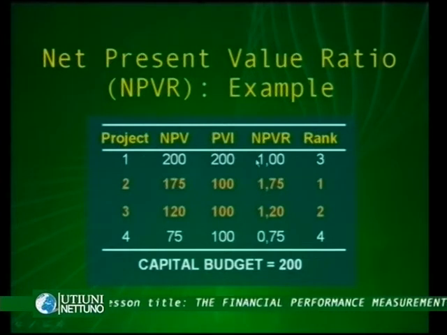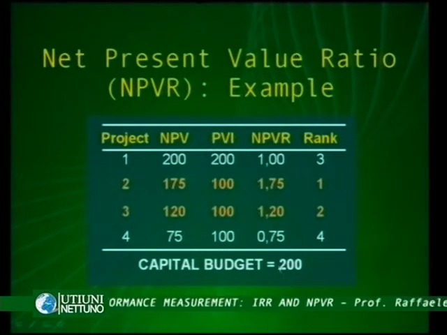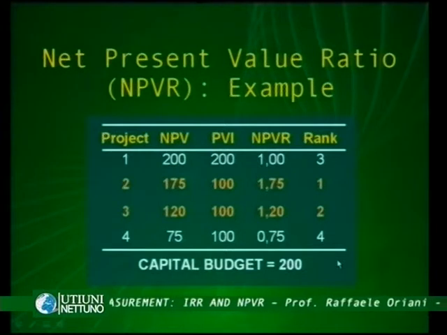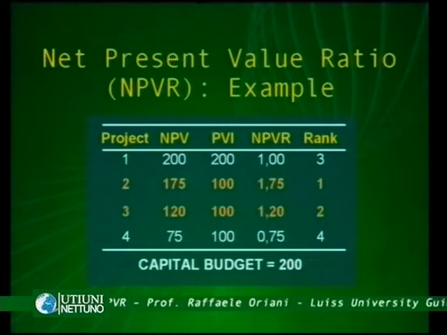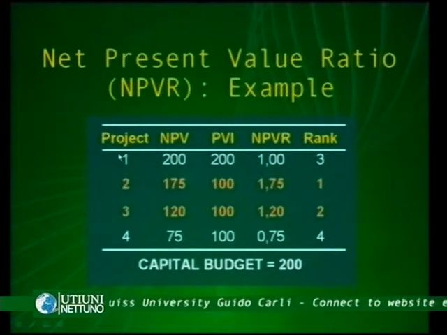This project, however, will require an immediate investment of 200. This means that we will complete all of our budget by investing in Project 1. And so we could not invest in either of the other projects, and so we will get an NPV of 200 by investing only in Project 1.